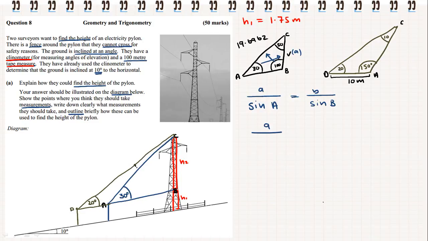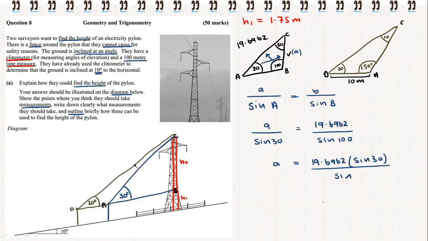So it's A over the sine of 30 degrees is equal to B, which is 19.6962, over the sine of 100 degrees. So therefore A is going to be equal to 19.6962 multiplied by the sine of 30 degrees over the sine of 100 degrees.